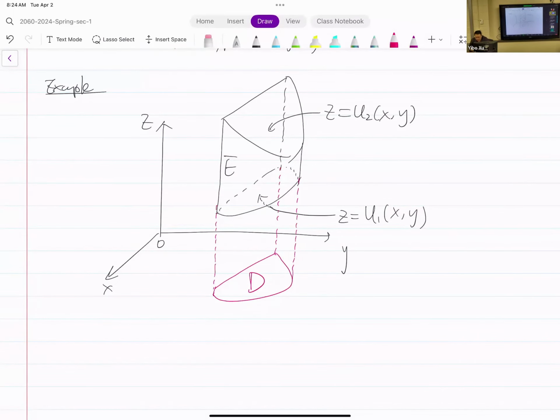So now from the picture, we see that this is the solid E, but then by verbal description, you can say this is the solid that's right above the region D within the xy plane, and then it's upper bounded by our surface U2 and lower bounded by our surface U1, right?